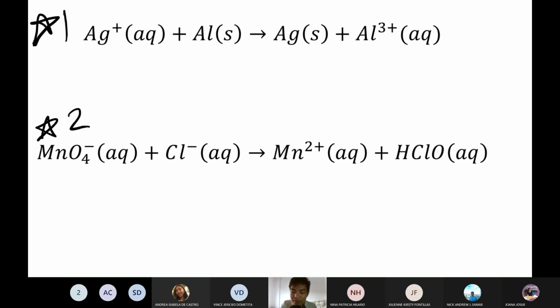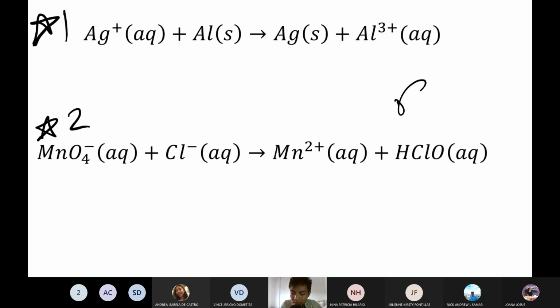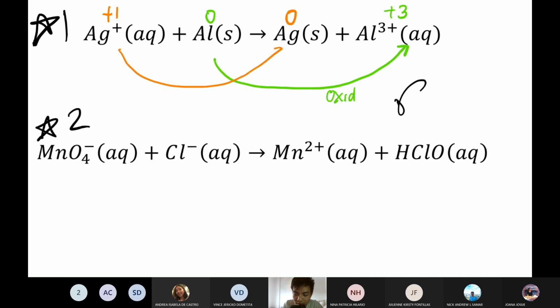Tignan natin. Okay? So, silver, on the left side, it is positive 1. Pero on the right side, it is 0. Aluminum is 0, naging positive 3. So, umakyat ang oxidation number, oxidation. Bumaba ang oxidation number, reduction. So, yeah, correct. So, silver is reduction, aluminum is oxidation.